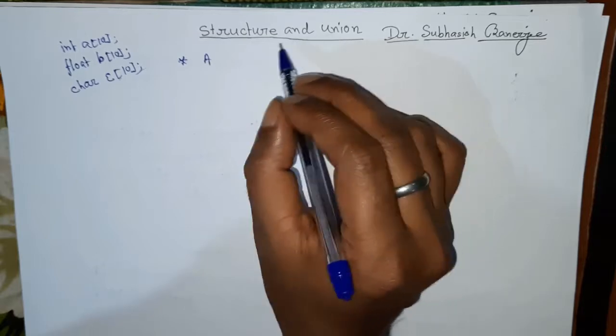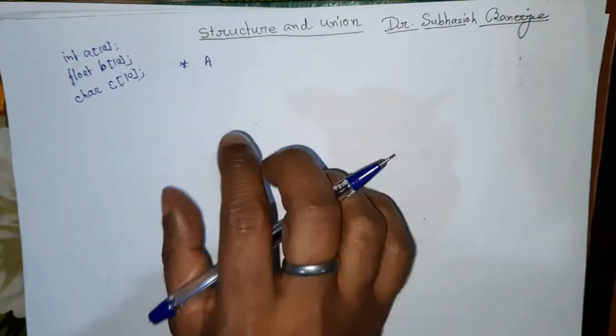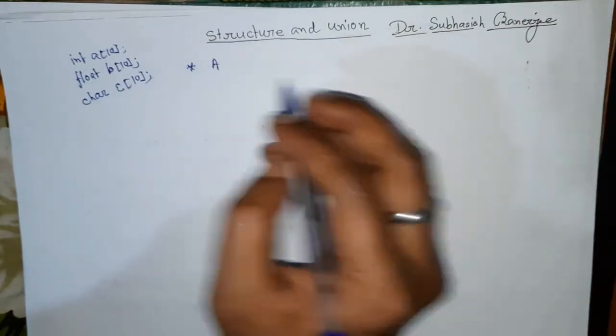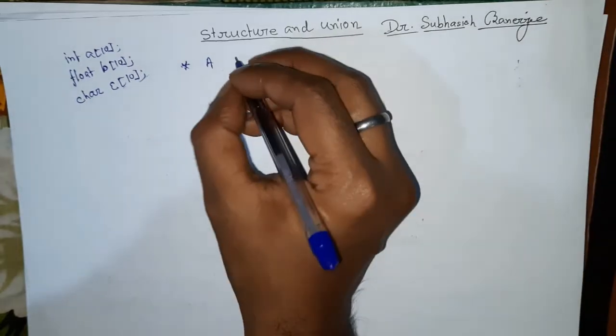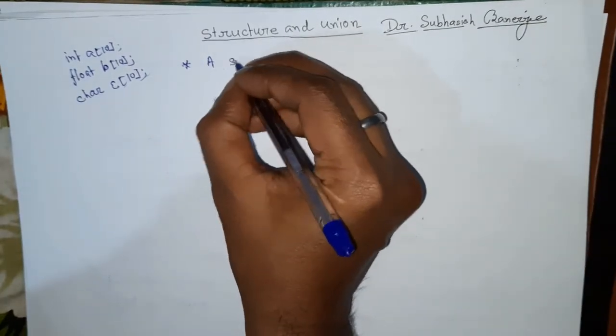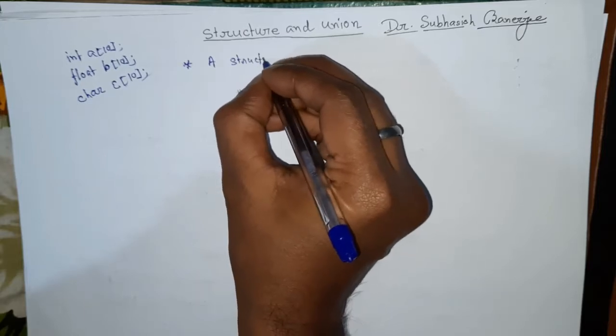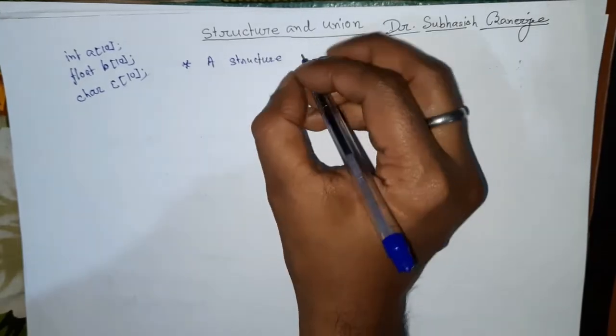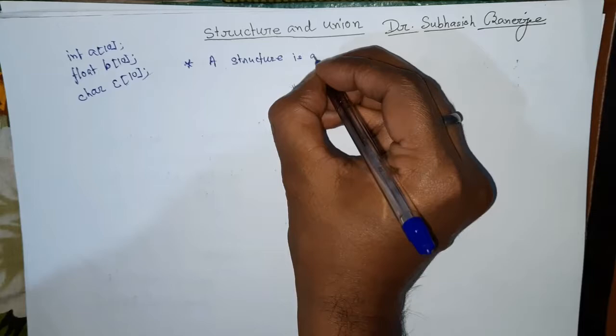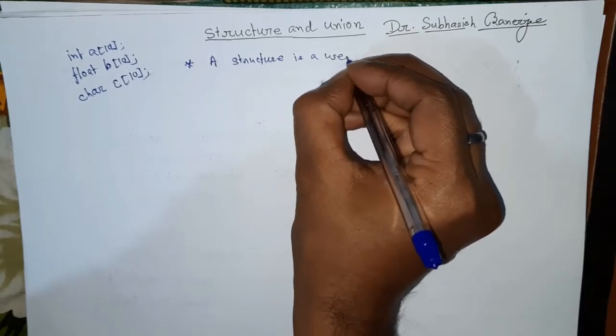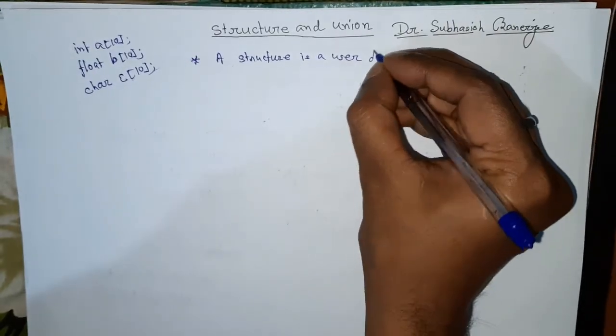What is the actual difference between structure and union? I'll let you know. As far as the structure is concerned, what is the actual definition? A structure is a user defined data type, whereas we have seen that an array is a derived data type, whereas the structure is a user defined data type.